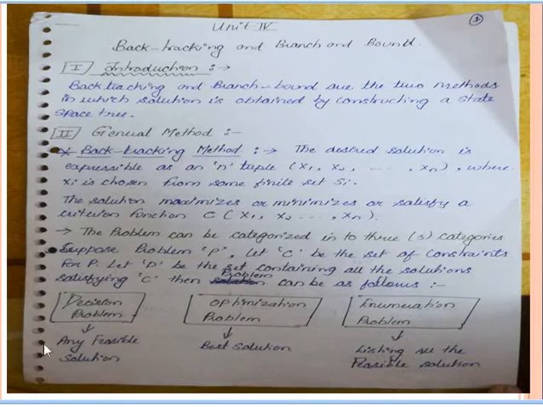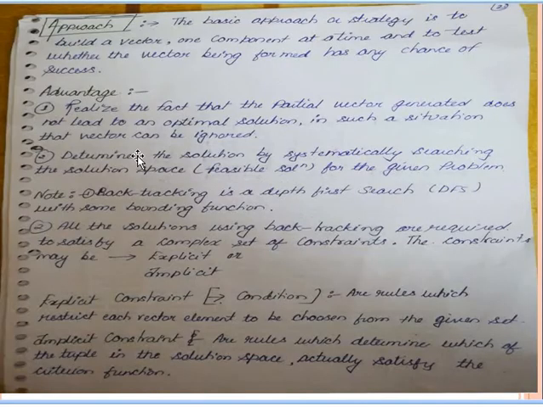Let us first see the decision problem: any feasible solution will do. The optimization problem is where we are getting the best solution among these. And the third is the enumeration problem, which is listing all the feasible solutions. So let us see the approach that we are using.